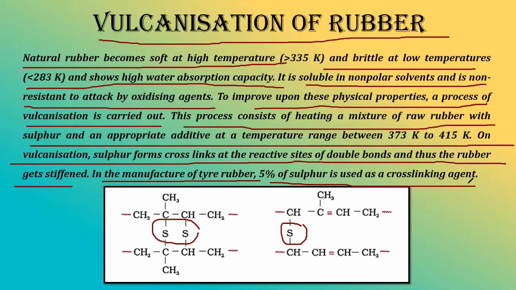Okay, now vulcanization of rubber requires heating with one chemical, that is nothing but sulfur. So when sulfur is added to raw rubber and is heated, then what happens? We get vulcanized rubber, right?